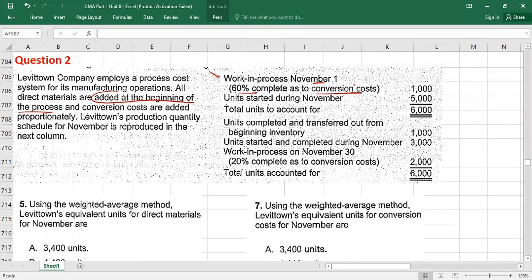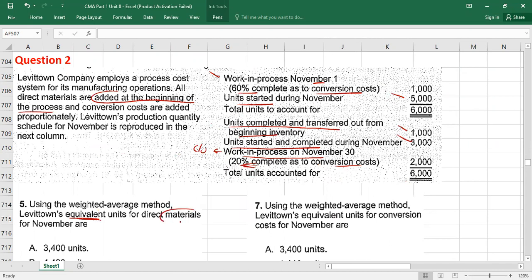Percentage completion is also given. Units started during the period, how much? 5,000. Units completed and transferred out from beginning inventory, how much? 1,000. Units started and completed during the month, how much? 3,000. We have work in process on November 30. It's closing work in process. It's 20% complete with respect to the conversion cost. And you have to calculate equivalent units.